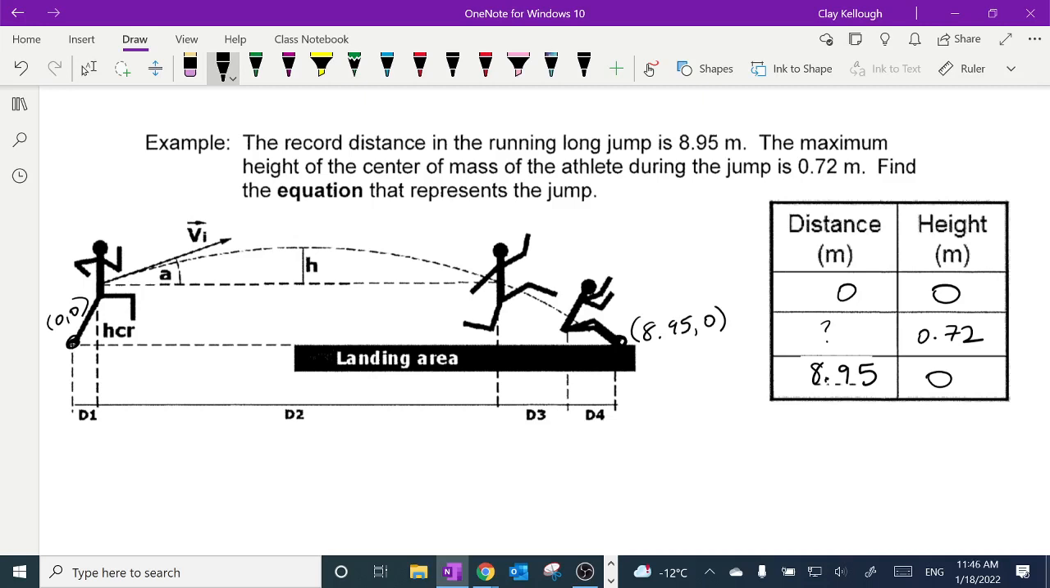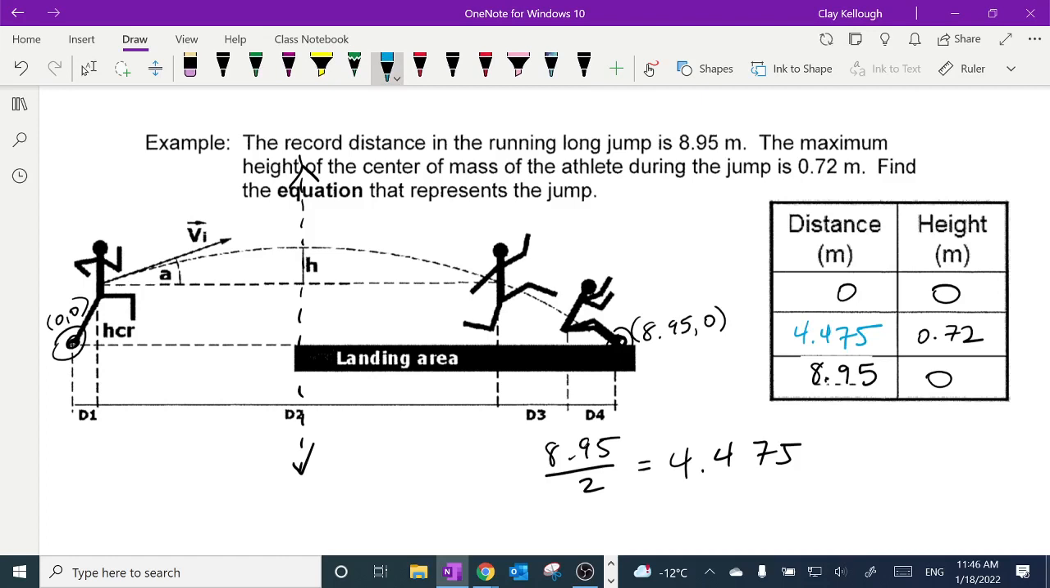Exactly. Somebody said it. Parabolas are symmetrical. Ooh, what do I call this line that I'm drawing again? Axis of symmetry. That's right. My favorite metal band, axis of symmetry. This is exactly half of the distance between the two x-intercepts. So what is half of 8.95? 4.475. So that's it. That's my last point. So I just figured this one out. It's 4.475. And I'm ready to figure out the equation that represents this jump.